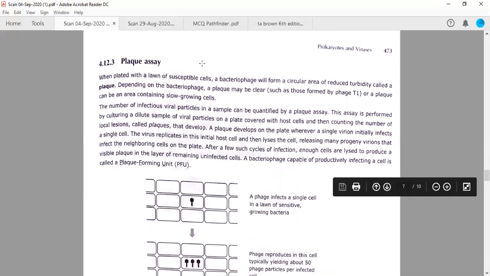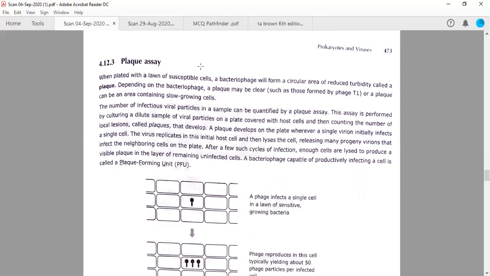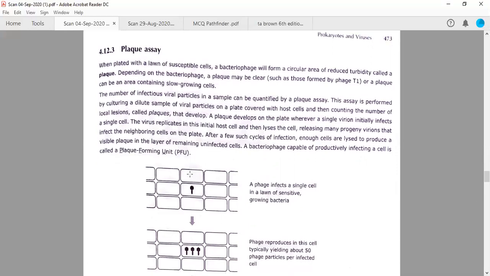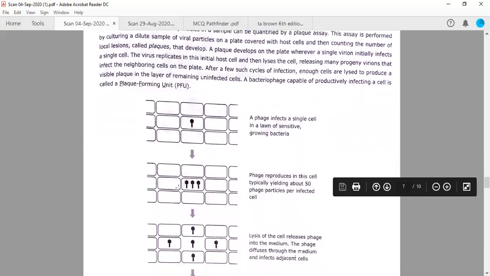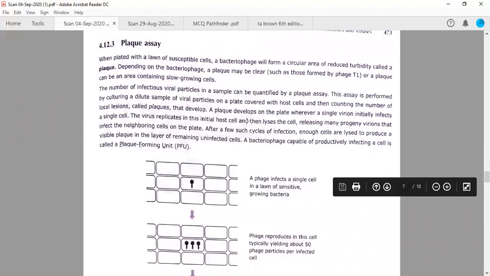Now, how will you count the number of viruses which are going to infect your cells? So this is generally done with the help of the plaque assay. So this we will study in our next class. In our previous classes, we have discussed a little about the plaque assay.